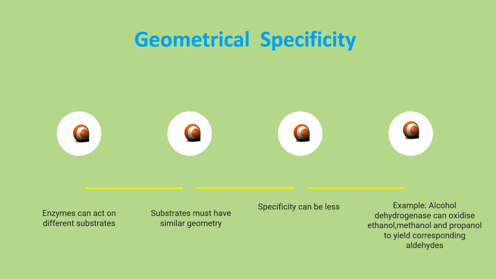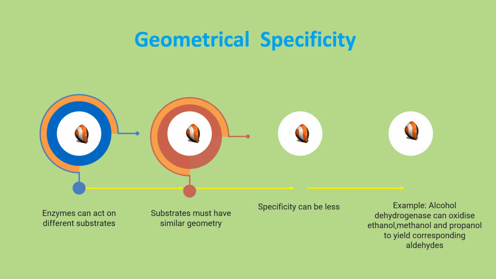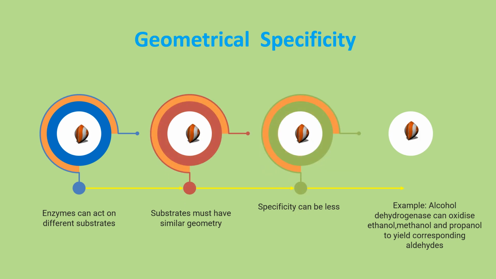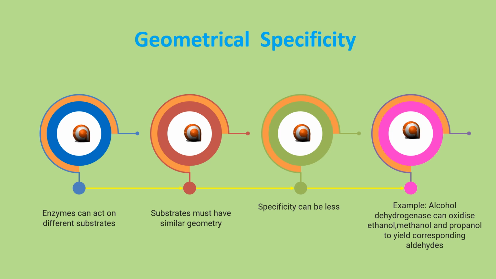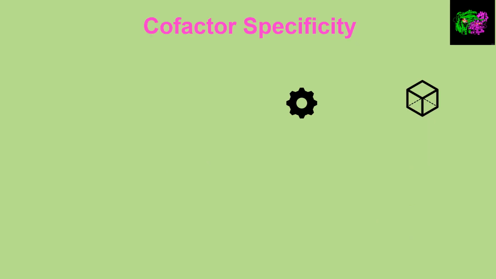Geometrical specificity. Here, the enzymes can act on different substrates. The substrates must have similar geometry. Hence, the specificity can be less. Example, alcohol dehydrogenase can oxidize ethanol, methanol, and propanol to yield corresponding aldehydes.